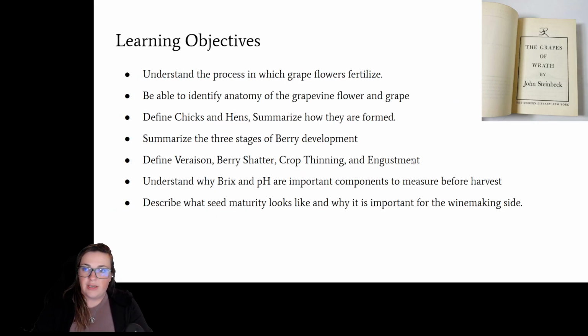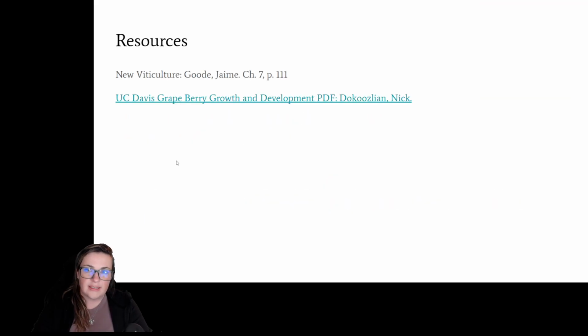All right, next we just have our learning objectives from this presentation. Just one slide of objectives to go over before you take the quiz. And then I also have some resources. I referred to the New Viticulture book by Jamie Good, Chapter 7, page 111. A lot of great resources. It's a very old textbook, but it still has a lot of great information. And then we also have the UC Davis Grapeberry Growth and Development PDF linked here if you'd like to learn more.